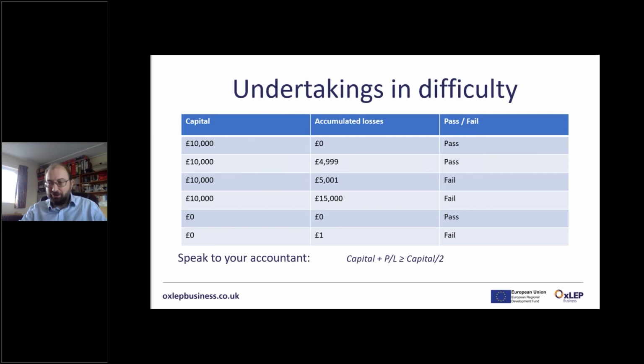Unfortunately, there's nothing we or the managing authority can do about that. If in doubt, please speak to your accountant. And the fairly simple formula that I've written at the bottom of the slide is that the capital plus your cumulative profit and loss account should be greater than or equal to capital divided by 2, so half of the original capital. As I say, it's fairly complicated. If in doubt, please ask us and we'll do our best to walk you through it. Could I have the next slide, please?